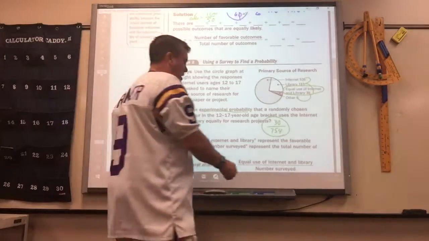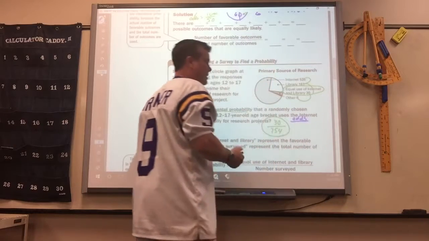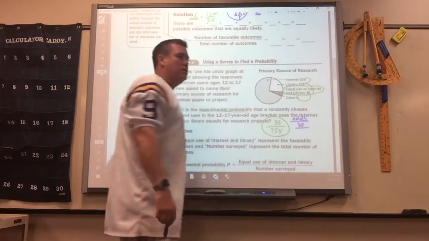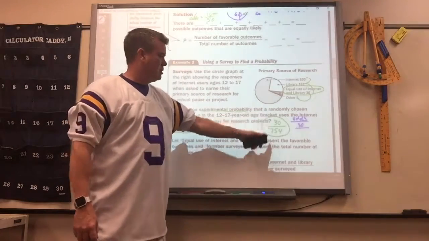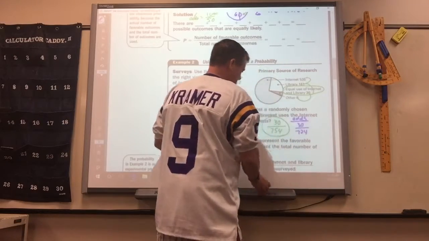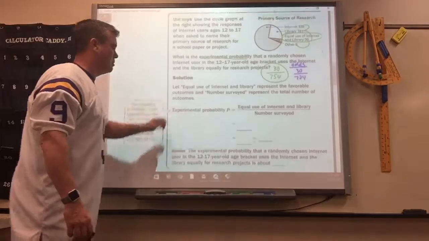Now, if they ask for the odds, the top number's the same. It's still what you want over what you don't want. 724. So you subtract these two. Remember in the odds, these two will always add up to the total amount.